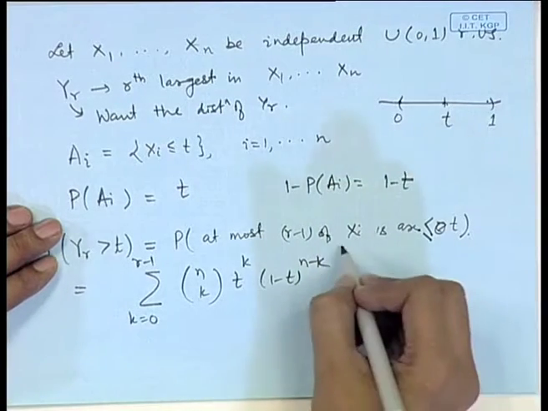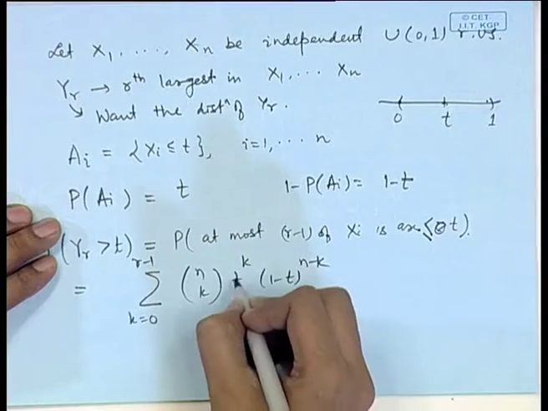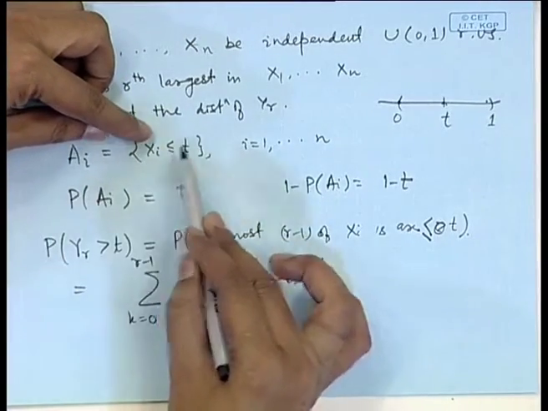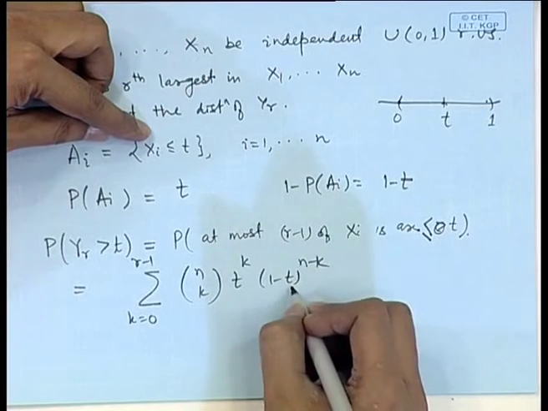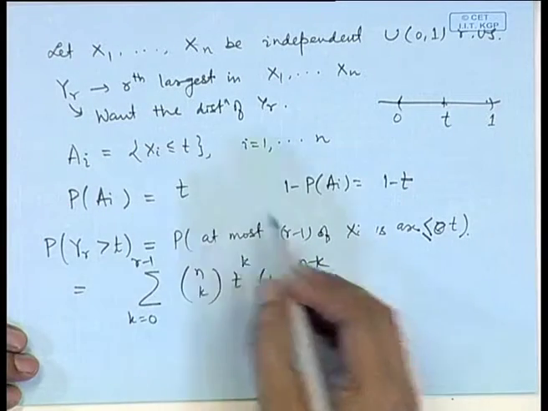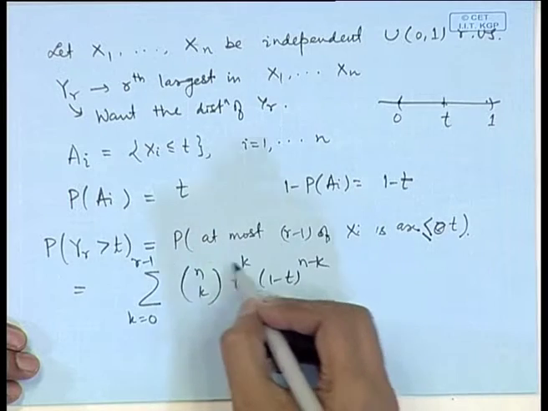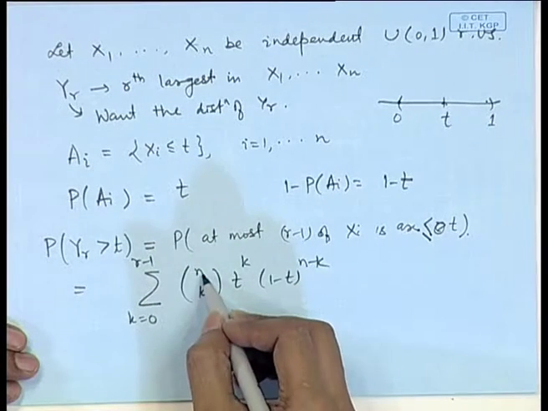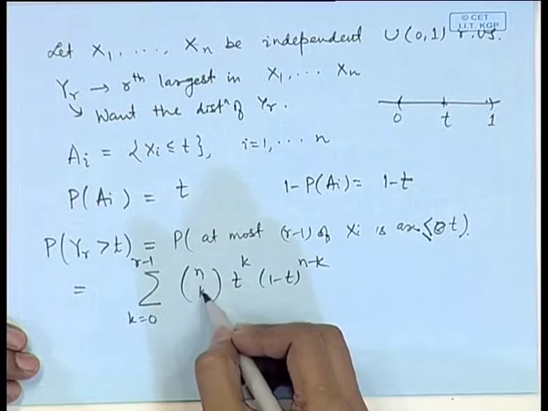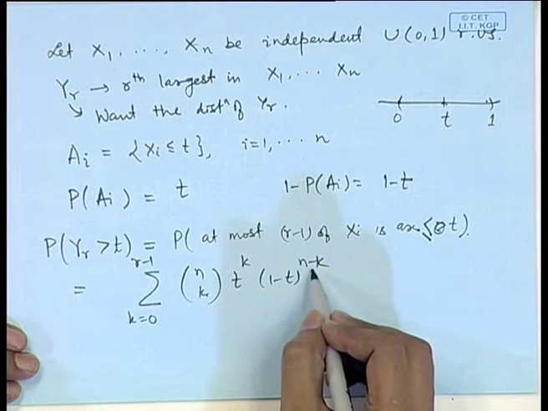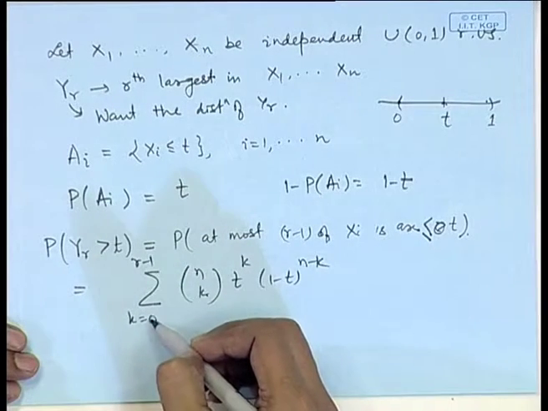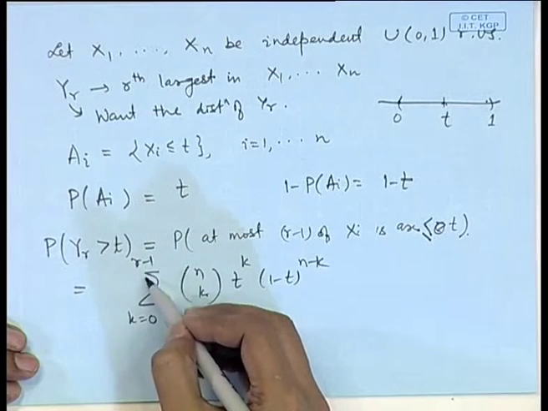So, now let us consider k of the X_i's being less than or equal to t. For k of them there is a success, and for the remaining n minus k it is a failure. The success probability is t and the failure probability is 1 minus t. So, it becomes like a binomial distribution with n trials and k successes. The probability of k successes is nCk t to the power k (1 minus t) to the power n minus k, and here k may be from 0 to r minus 1.